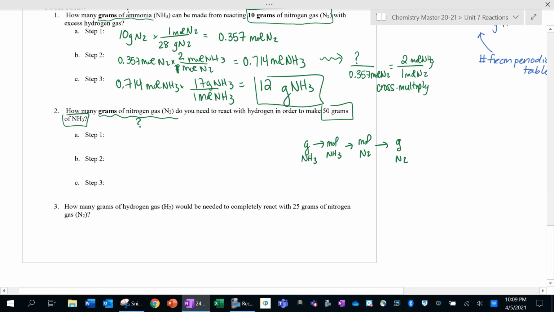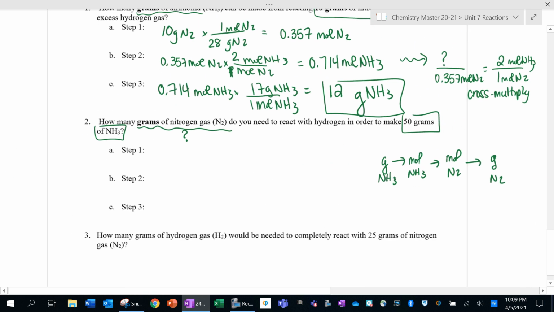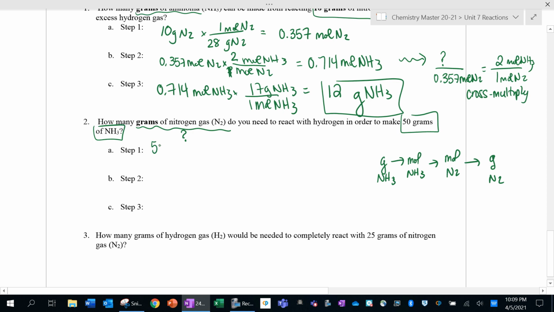Okay. So let's take a look at this one. We're starting with 50 grams of NH3, and we know that 1 mole of NH3 weighs 17 grams. How do we know that? We looked on the periodic table. We added up the masses of nitrogen and 3 hydrogens. All right, so I'm going to divide this and get 2.94 moles of NH3. So step 1 is done.